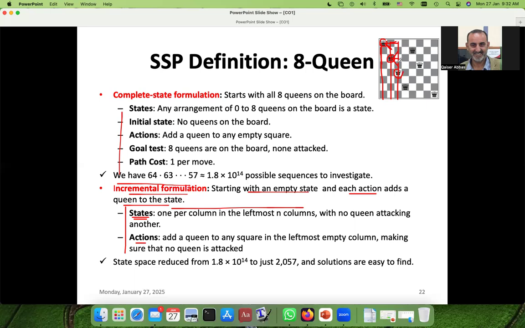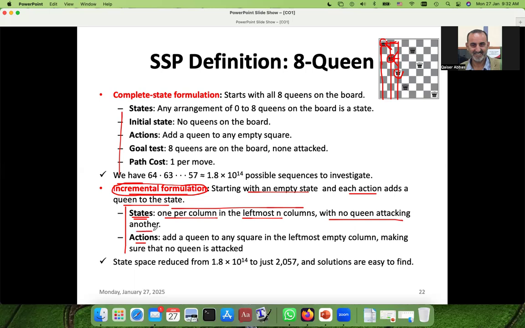Okay. This is the third, then fourth, then fifth, sixth. Similarly, 7 and 8, you can think like that. This is called incremental formulation. And here you will think one per column in the leftmost n columns each time, and with no queen attacking another. This is what you have to consider.